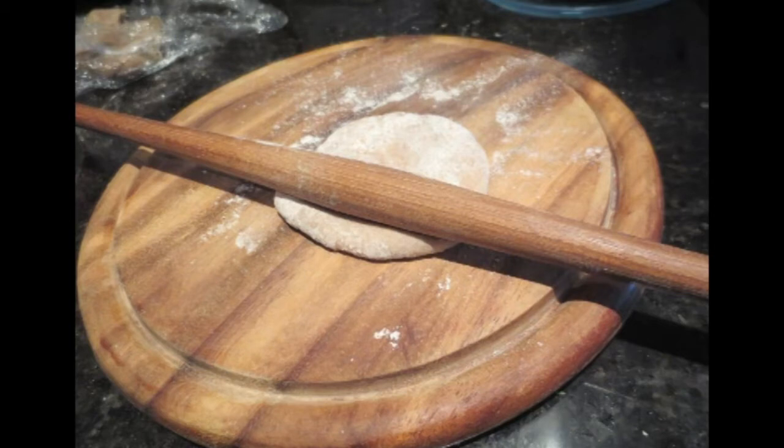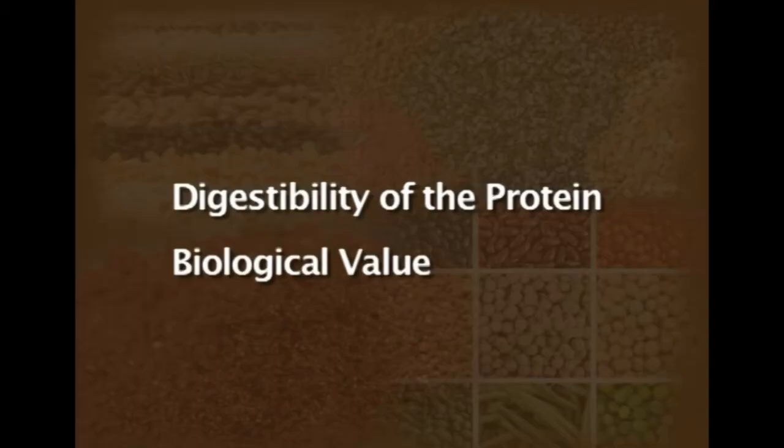Now, the quality of proteins in cereals is measured in terms of two components. One, the digestibility of the protein, and the biological value. Now, the biological value of the proteins found in cereals is low, mostly because of the deficiency of the essential amino acid lysine. As a result, there is a lowering of the quality.